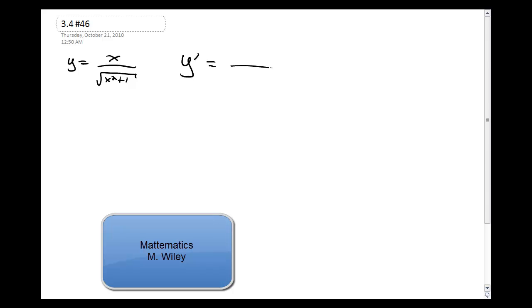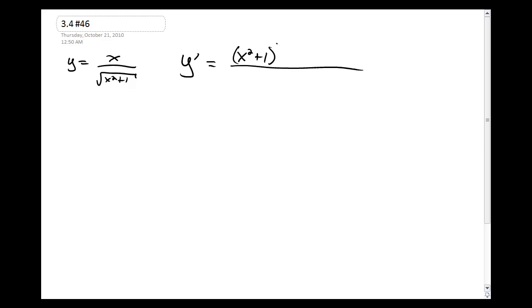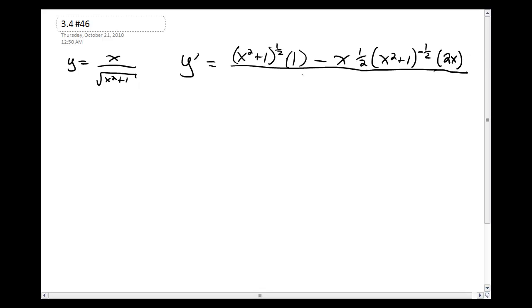So my first derivative is going to be my bottom part unchanged. I'm going to write this with a fractional exponent, just to be careful, times the derivative of my top part, minus my top part unchanged, times the derivative of my bottom part, which is going to give me 1/2 (x squared plus 1) to the minus 1/2 using chain rule, times the derivative of the inside, again chain rule, and that's going to give me a 2x, all over the bottom squared, which is just going to be x squared plus 1.